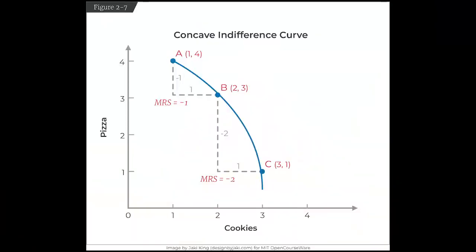Why? Well, let's look at the last figure, figure 2.7. What would happen if indifference curves were concave to the origin? Now I've drawn a concave indifference curve. With this indifference curve, moving from point A to point B leaves you indifferent. So you're happy to give up one slice of pizza to get one cookie. Starting with 4 slices of pizza and 1 cookie, you are happy to give up 1 slice of pizza to get 1 cookie. Now, starting from 2 and 3, you're willing to give up 2 slices of pizza to get 1 cookie.